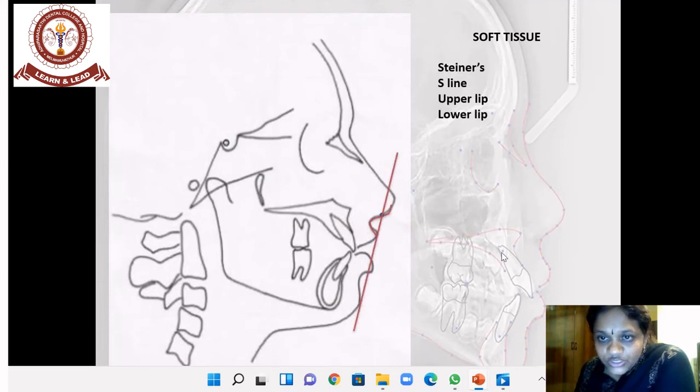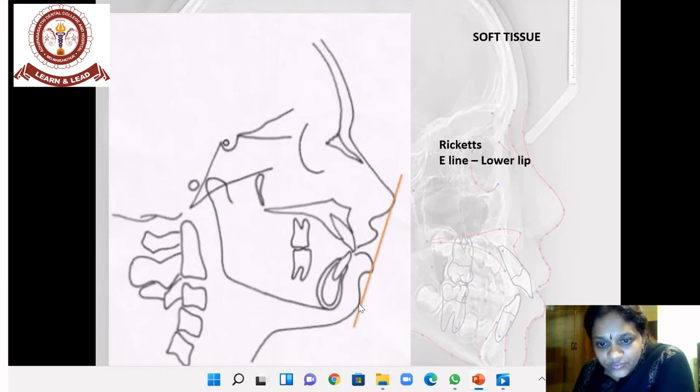Coming to soft tissue, in Steiner's you will be seeing the S line. The S line in a normal class 1 patient should touch both the lips. In case of a convex profile, the lips will be protruded over the S line. In case of class 3, it will be placed away from the Steiner's line.